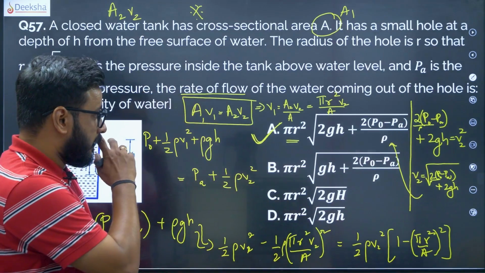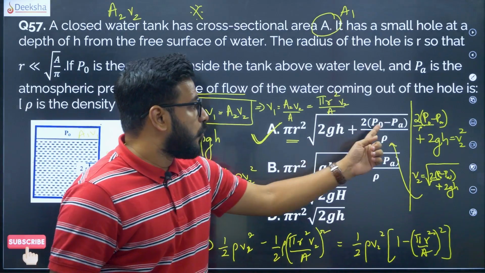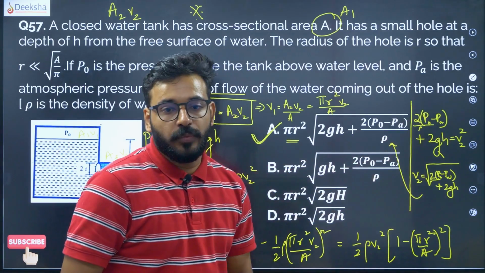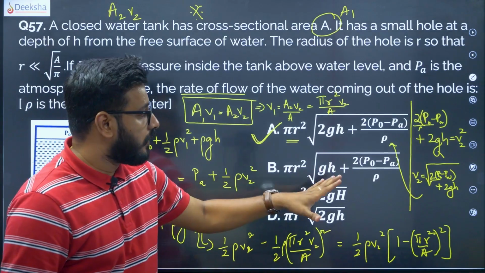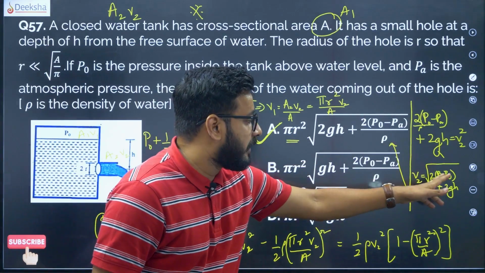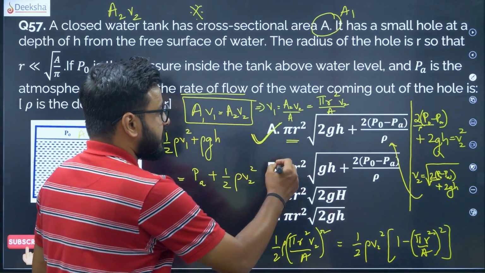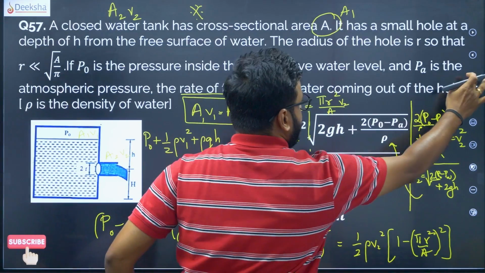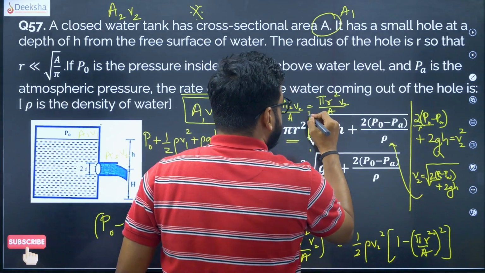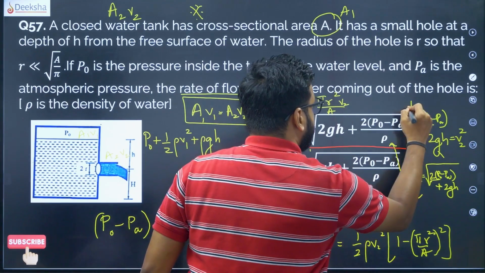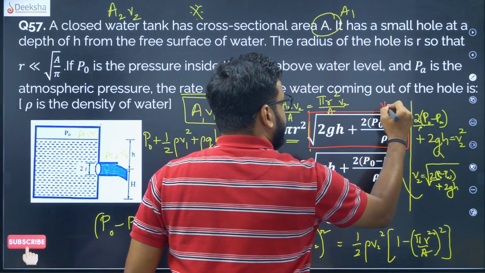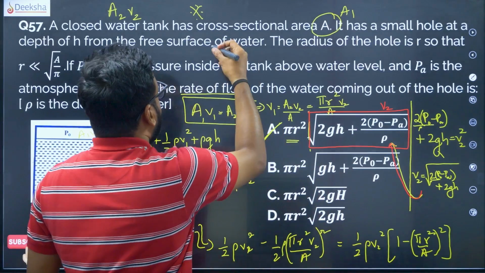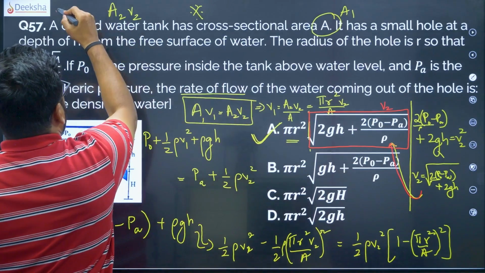So you have 2 P0 minus Pa by rho plus 2gh is equal to V2 square. Fine, and here V2 is ultimately, you can take root. So this is the V2. Just letting you know, let me choose a different color. This is V2. This is what we found out from here. This is the V2 part, and rate of flow.